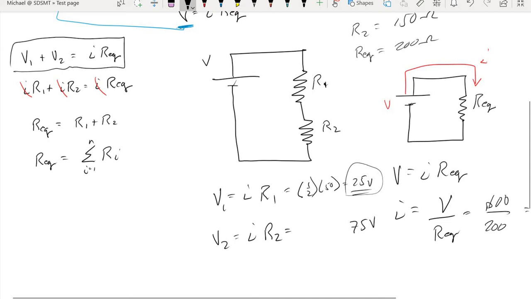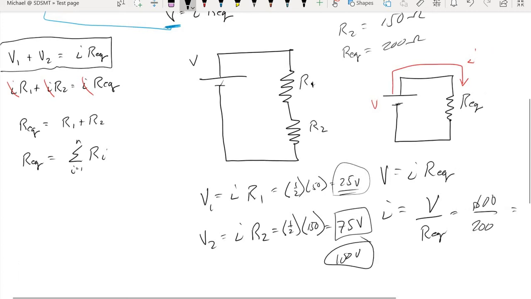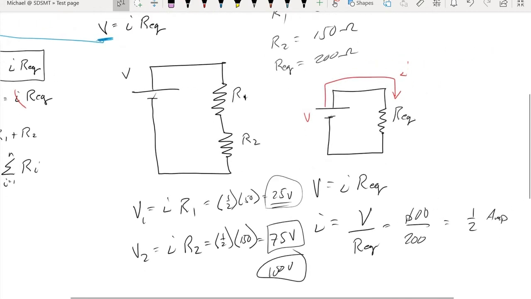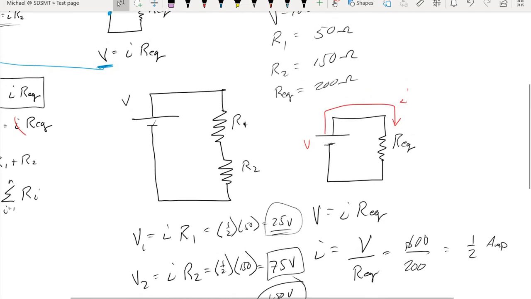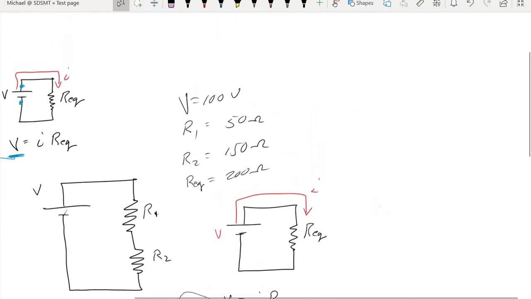This is our self-check. Well, let's check our work. We have a current of 1/2 an amp, and resistor 2 was 150 ohms. Well, 1/2 of 150 is 75. 25 and 75 equals 100. So we're done. We now know everything that there is to know about this circuit.